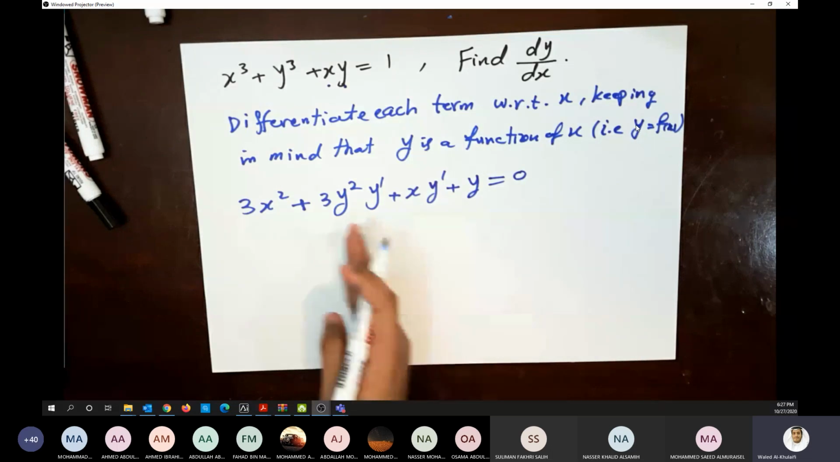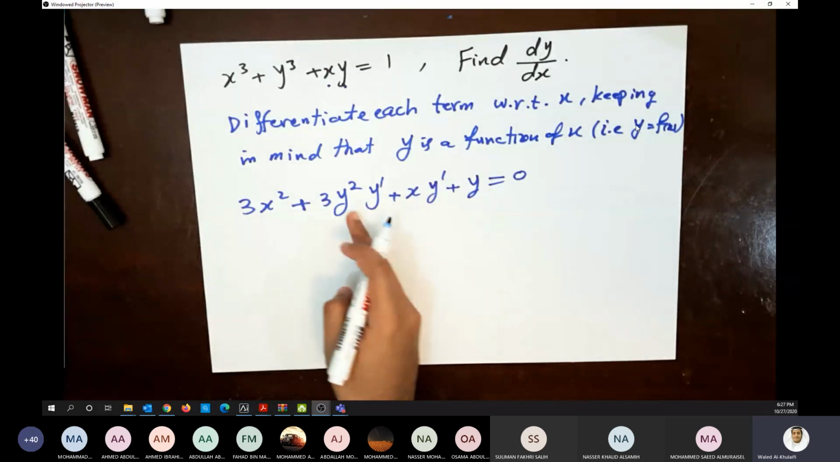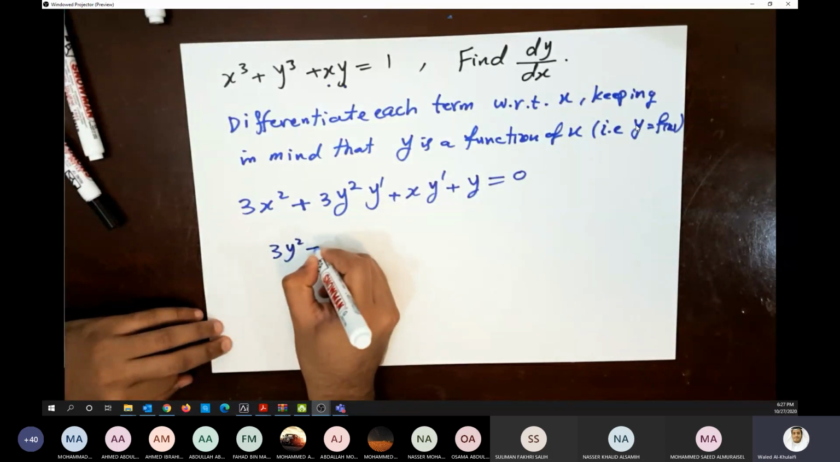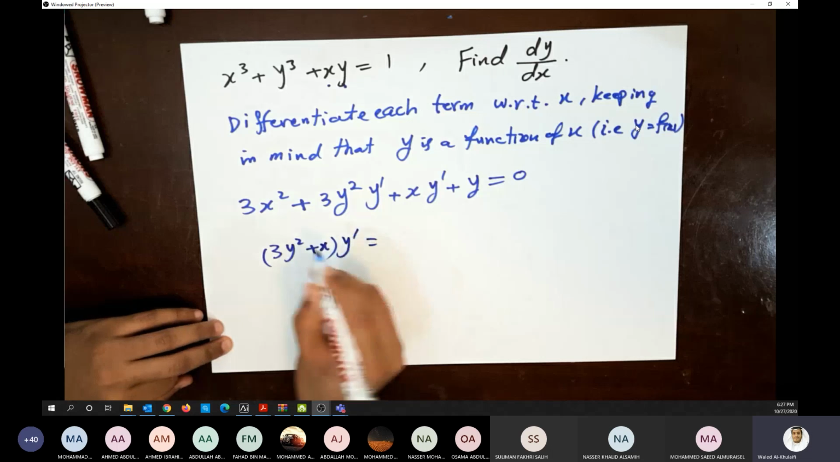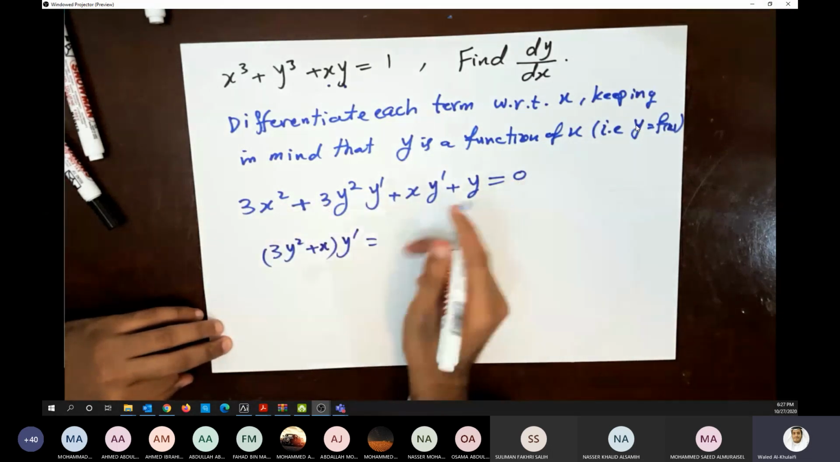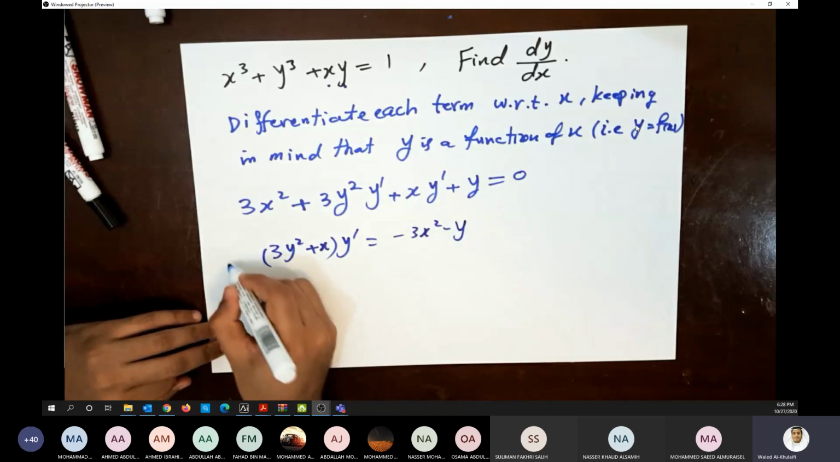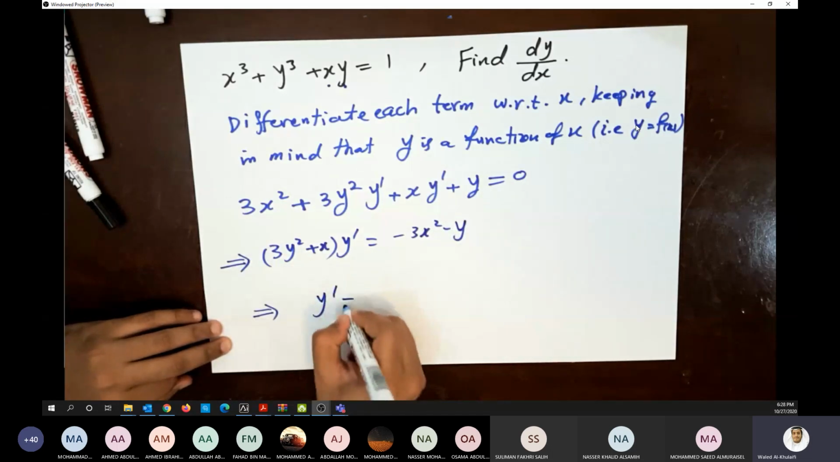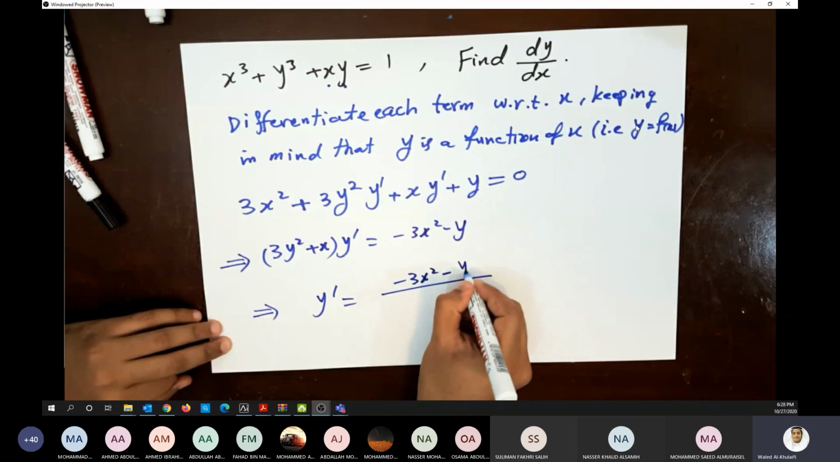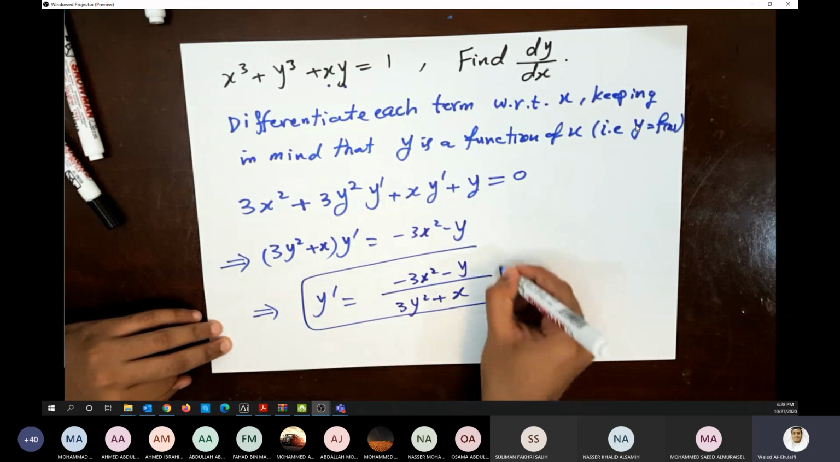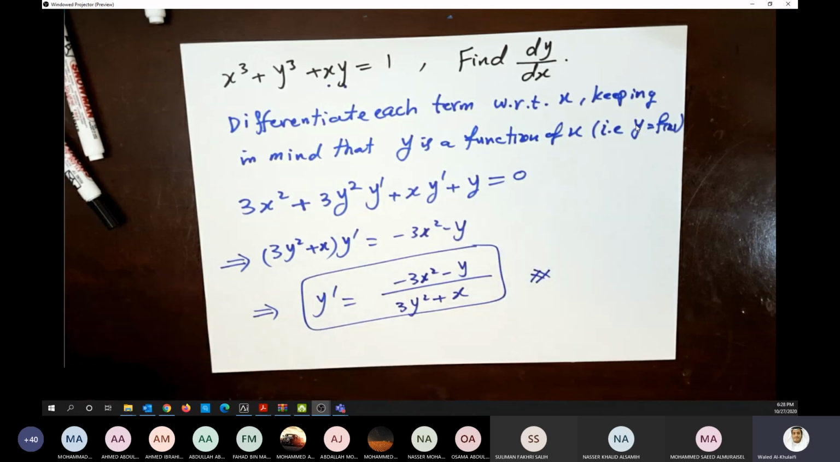So this is the differentiation of the equation. Now you have to reorder this equation, taking y prime on one side, everything else on the other side. So if I take y prime as a common factor, you have 3y squared plus x times y prime equals, moving the other terms to the other side, minus 3x squared minus y. And then y prime equals minus 3x squared minus y divided by 3y squared plus x. So this is the whole idea of implicit differentiation. Any question here, guys?